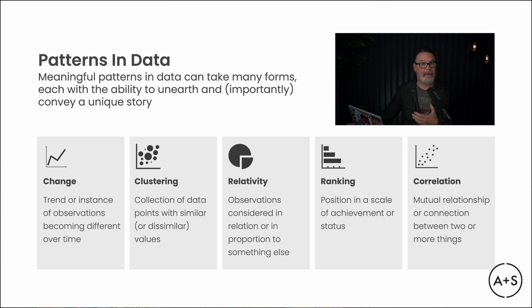Relativity involves examining observations in relation to or in proportion with something else. This concept is crucial for comprehending context and drawing valuable comparisons. Ranking involves placing items in a specific order according to their level of achievement or status. This method is beneficial for evaluating and organizing data based on particular standards. Finally, correlation is the analysis of how 2 or more variables are related to each other. This can help us understand potential cause and effect connections and patterns within these variables.